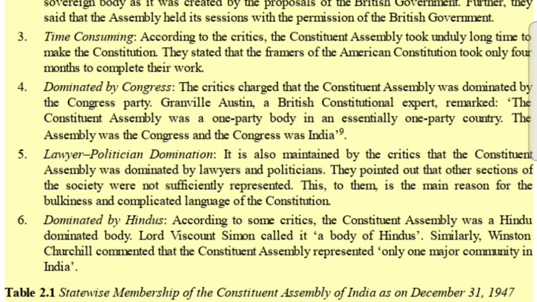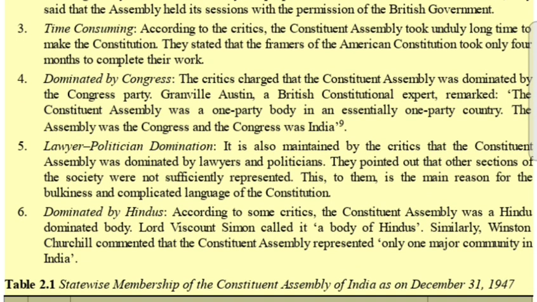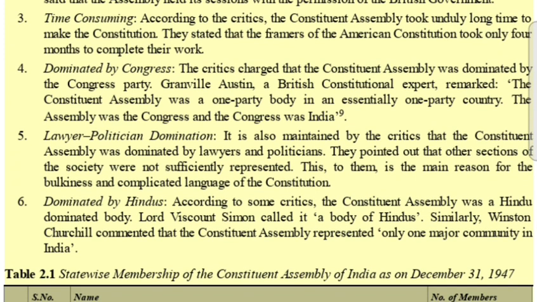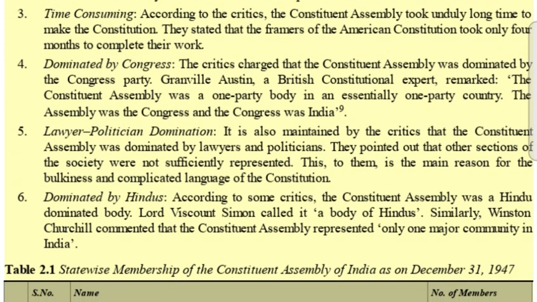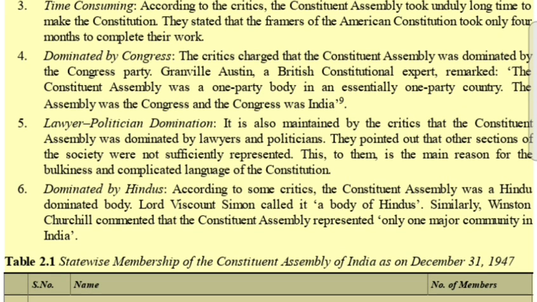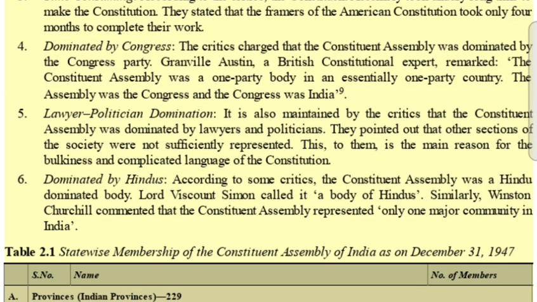4. Dominated by Congress. The critics charged that the Constituent Assembly was dominated by the Congress Party. Granville Austin, a British constitutional expert, remarked, "The Constituent Assembly was a one-party body in an essentially one-party country." The Assembly was the Congress and the Congress was India.